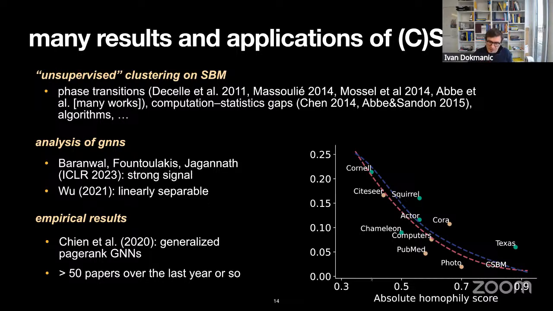Now, what I'm plotting on the abscissa is something that we call the absolute homophily score. It's somehow related to lambda, okay? It's not exactly lambda. If this is large, this means that the graph SNR is large and the problem is somewhat simple. If this is small, the problem is hard, at least as far as the graph goes.